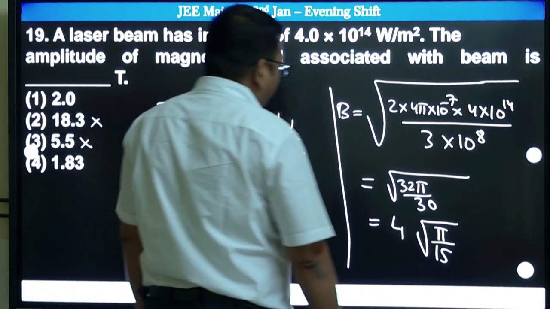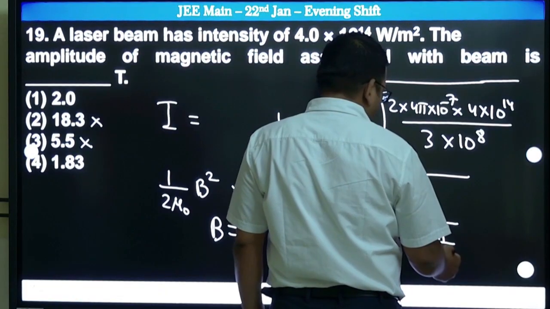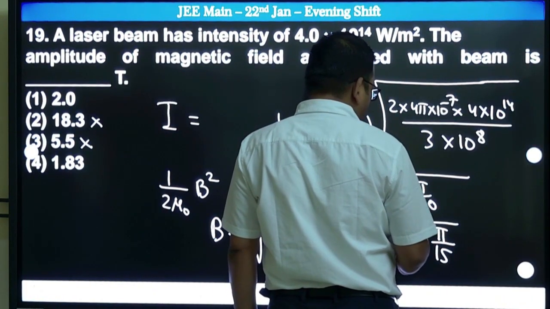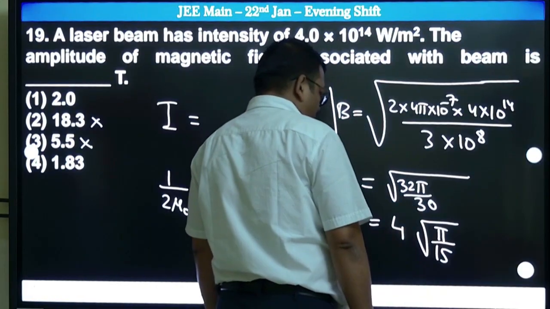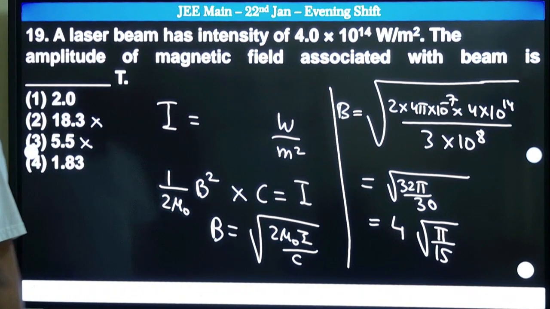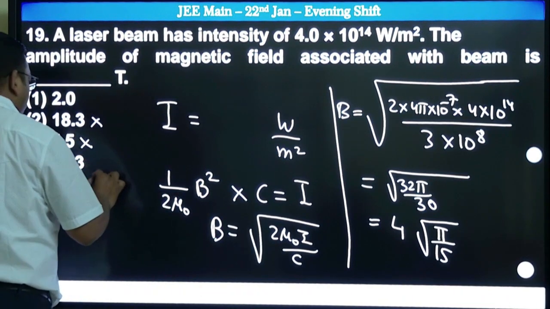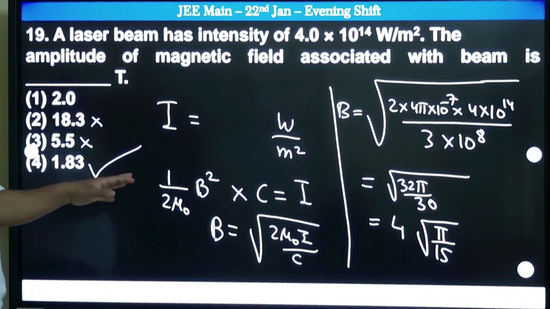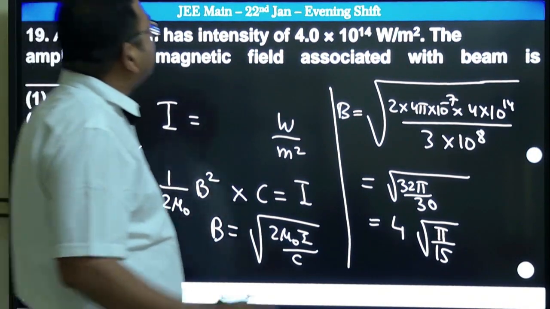Now if I also take this approximately as 16, then 4 will get cancelled out and nearly pi. So root under pi means root 3, 1.7 something it can come. So it can come option 4. It can come approximately 2, it won't come. Okay, let us move to the next.